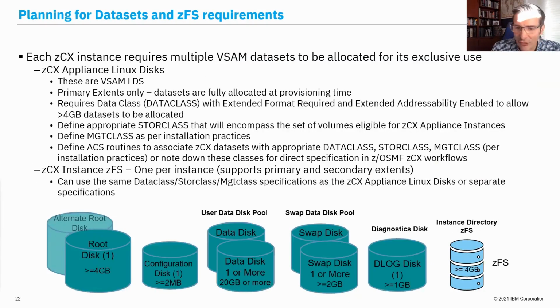So what do those disks actually look like? Well, each zCX instance is going to require a set of VSAM datasets to be allocated for its exclusive use. If I create two zCX appliances, I'm going to have two sets of these volumes, of these disks, that I need to have allocated. So when we provision our zCX, we're going to have to specify all the details of how these datasets are going to be allocated, because they're going to be allocated at the time we provision the zCX instance. We're also storing something in the zFS file system.